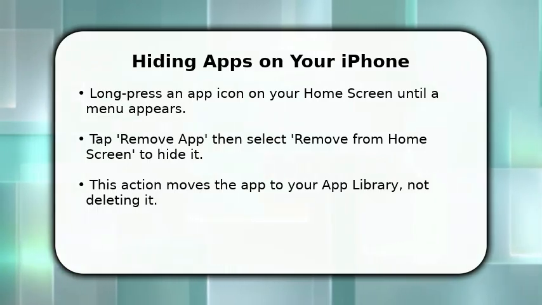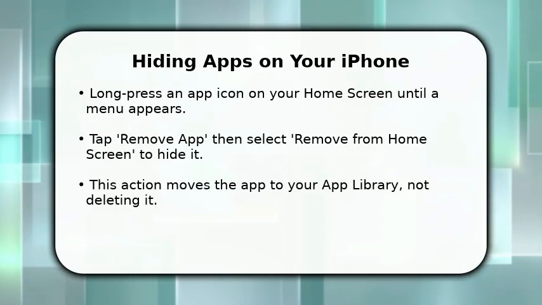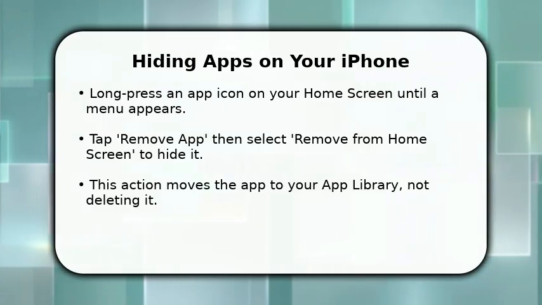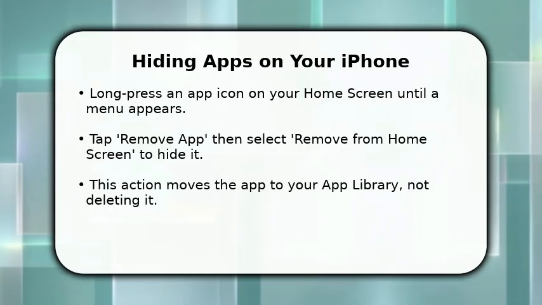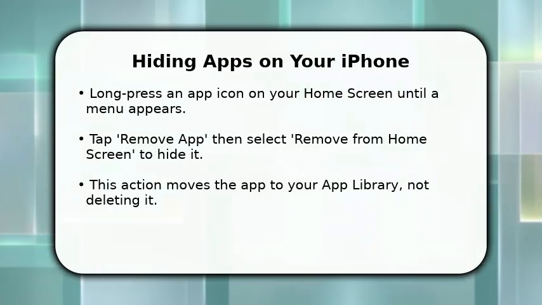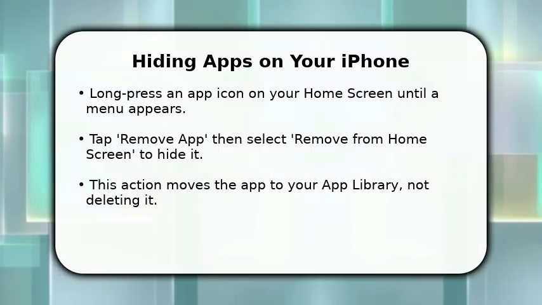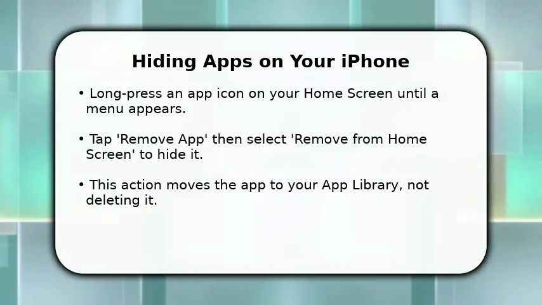First, find the app you wish to hide on your home screen. Press and hold its icon until a small menu pops up. Then, simply tap Remove App and choose Remove from Home Screen. The app will vanish from your main view, but don't worry, it's still on your phone.